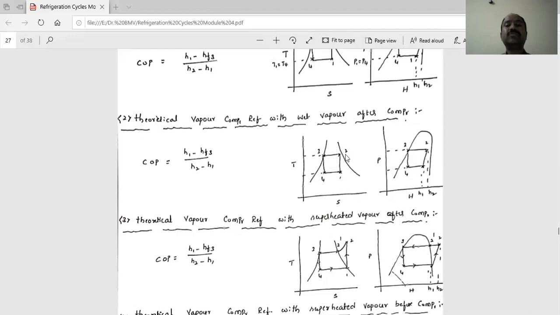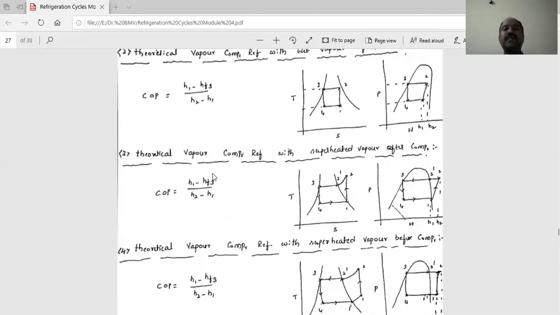It should be exactly like this. Here also you can observe in the pH diagram, 1 to 2, it becomes wet. After compression, the refrigerant becomes wet. That means point 2 is within the curve; only then should you draw it. In these case studies, we have to draw the pH and TS diagrams. Don't touch the curve at point 2; it should be within the curve. Then COP is equal to H1 minus HF3 divided by H2 minus H1.